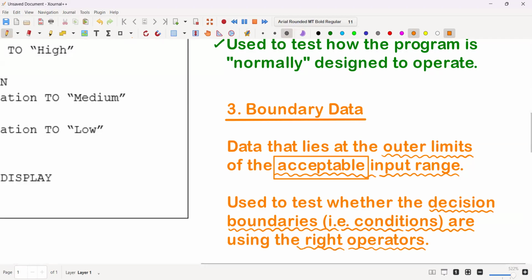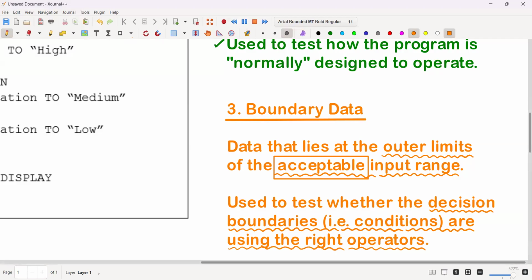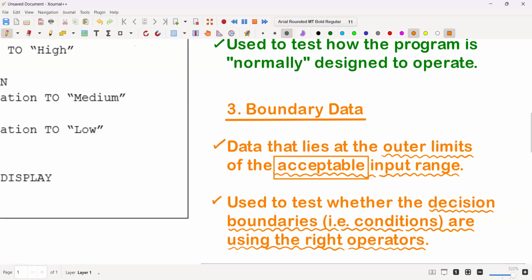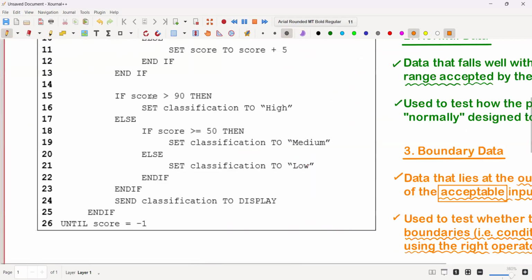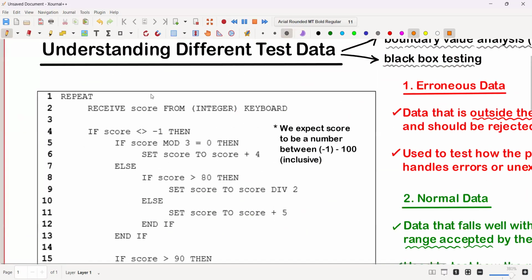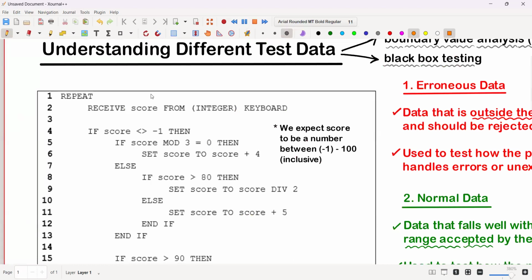So having understood boundary data as data that is on the outer limits of what's accepted and used to test whether the right boundaries are being used, we can now take a look at a quick program that is used to perform a score calculation for a school. We can apply these different erroneous, normal, and boundary definitions to find examples that apply to this problem. This is a common problem that can come up in the exam.